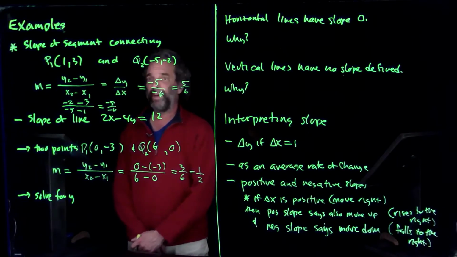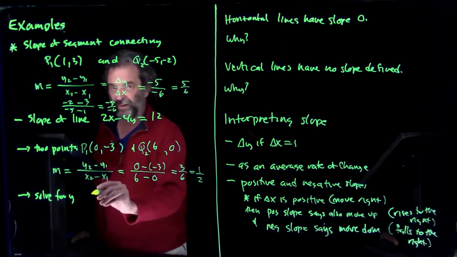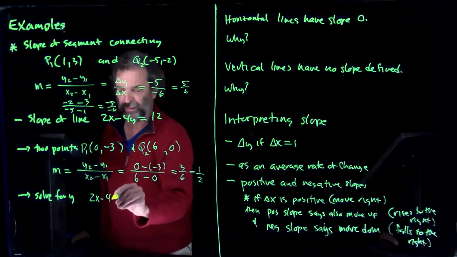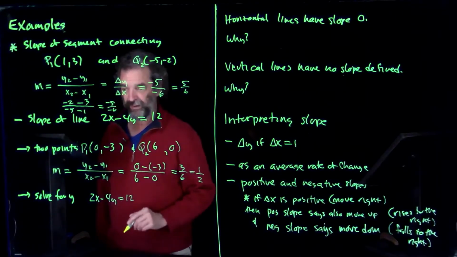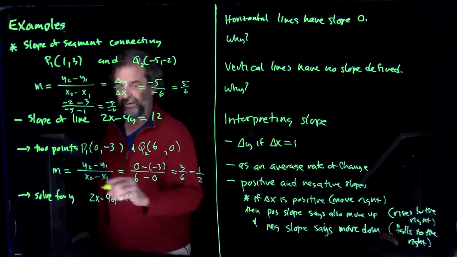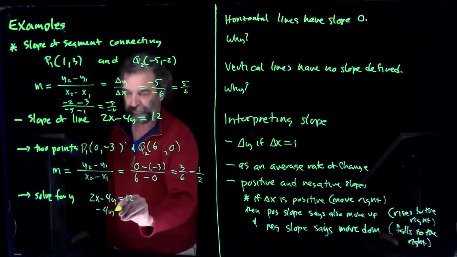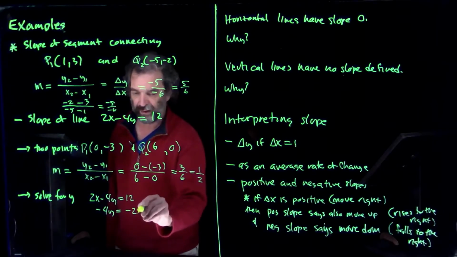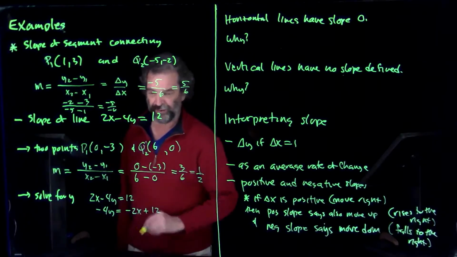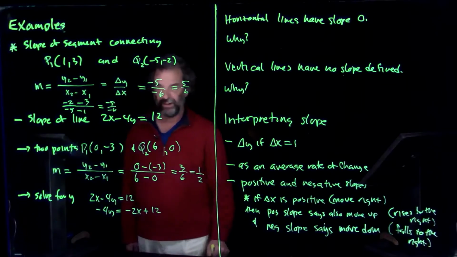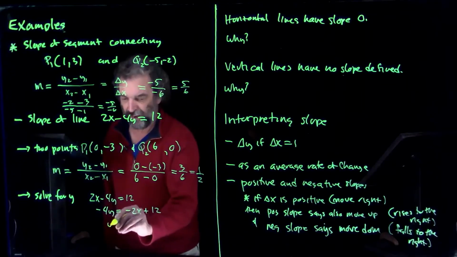Oh, we're going to solve for y. So we're going to take this equation, 2x minus 4y is 12. And when we get done, I will show you what happens. So we'll solve that for y. So we get minus 4y is minus 2x plus 12. I just subtracted 2x from each side. And then we'll divide by minus 4.